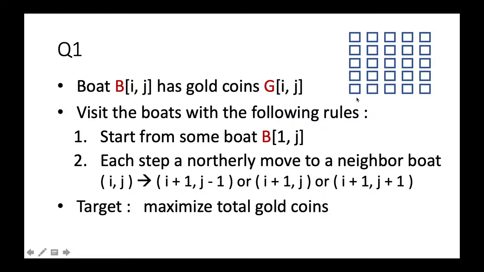And inside each boat, there are some gold coins. So for boats Bij, let's say there are gold coins Gij. And then we want to find a way that the contestant can start from the bottom row, choose a boat, and travel along so that along the way he can pick up the most number of gold coins. So how can we do so? This is a dynamic programming problem.